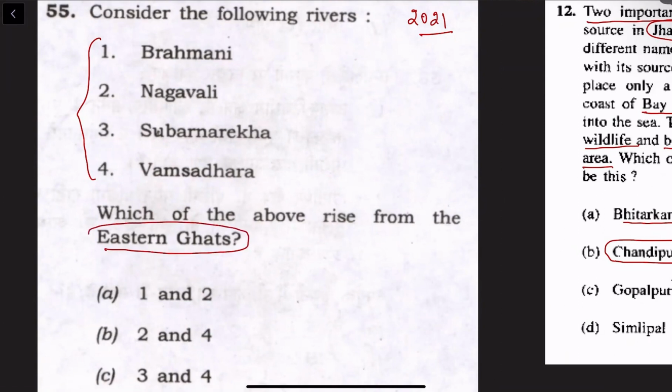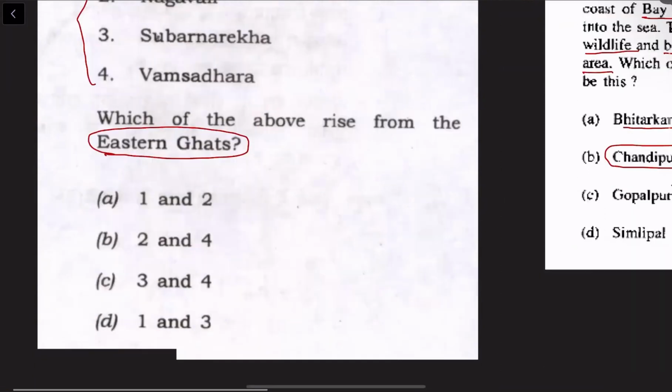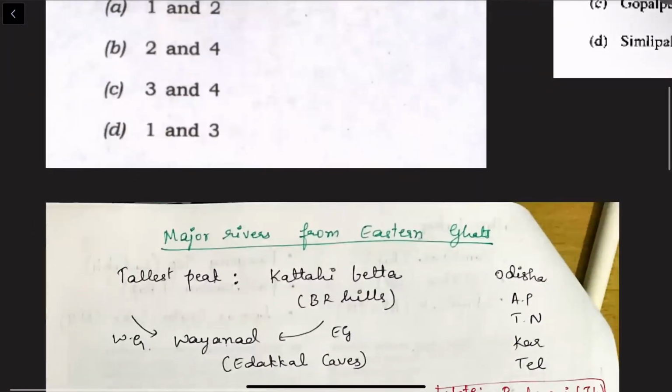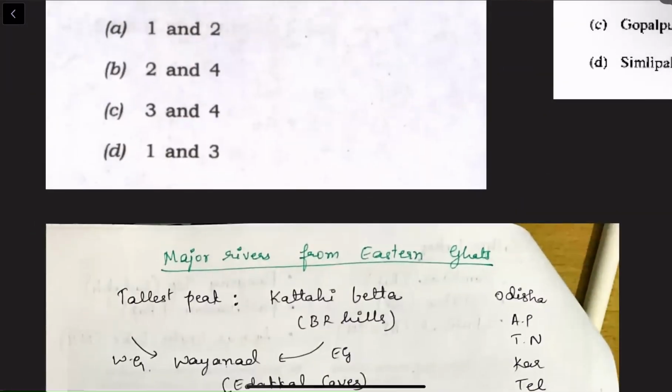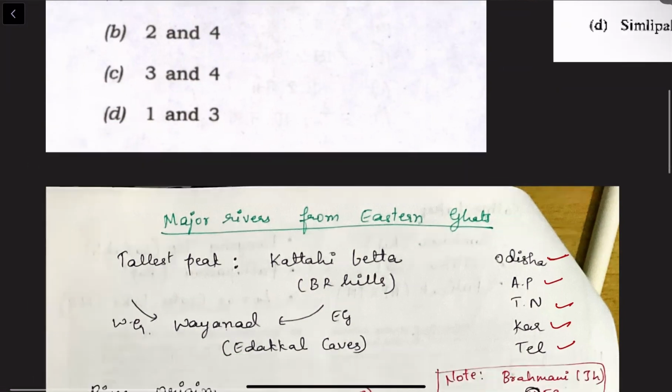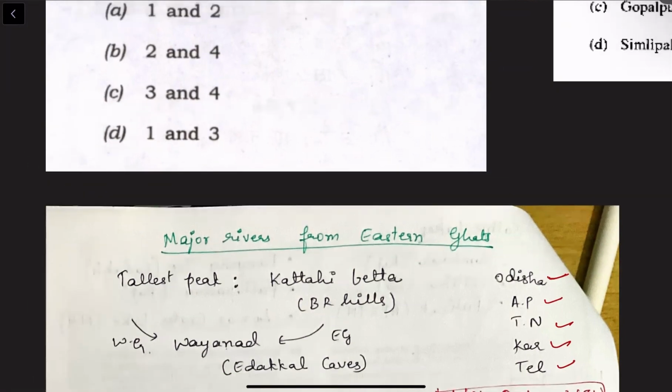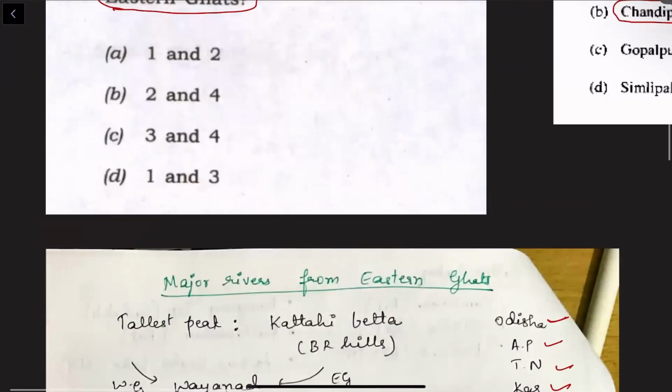Let's revise a few things about the Eastern Ghats. Which are the states through which the Eastern Ghats pass? One is Odisha. It starts from Odisha in the north. Then Andhra Pradesh, Tamil Nadu, Karnataka, Telangana. These are the 5 states which host the Eastern Ghats.